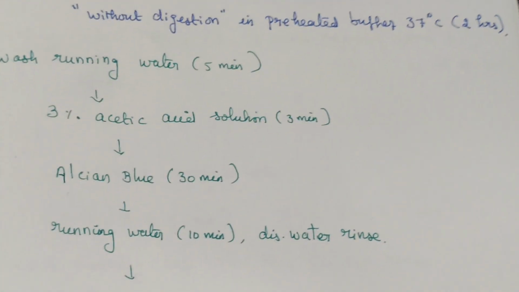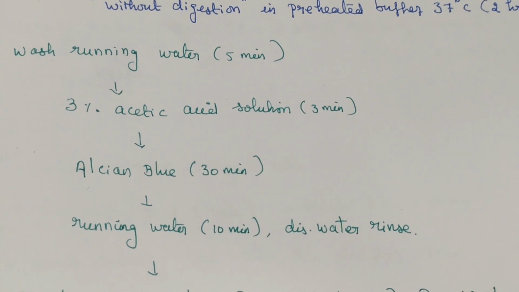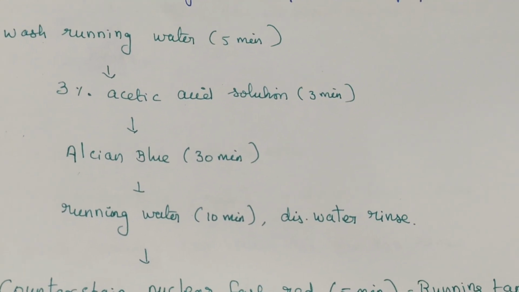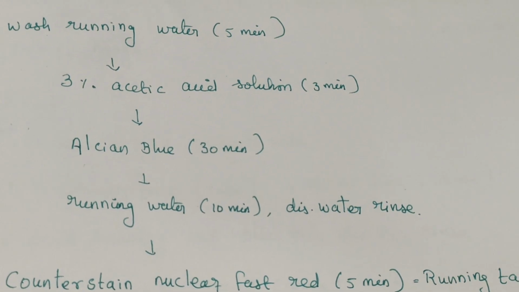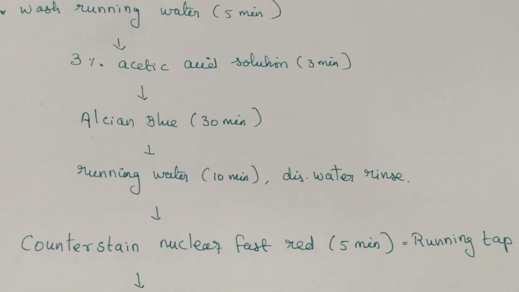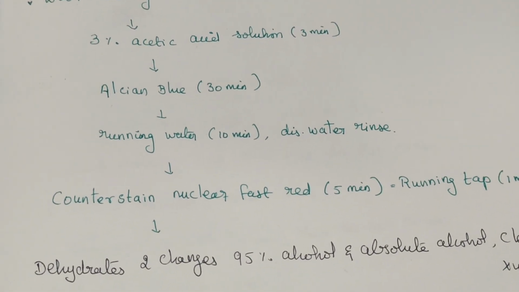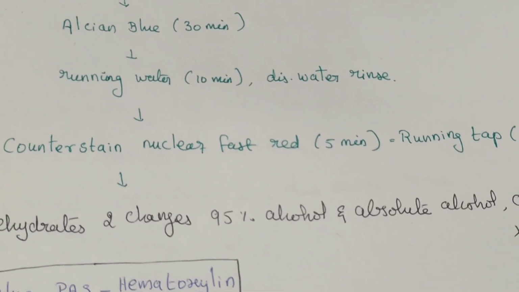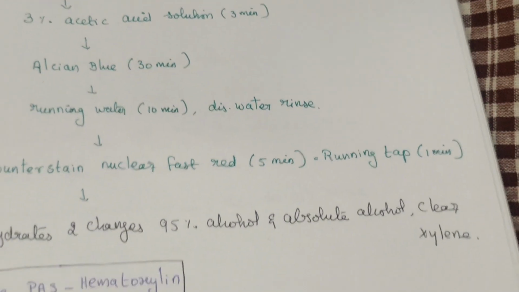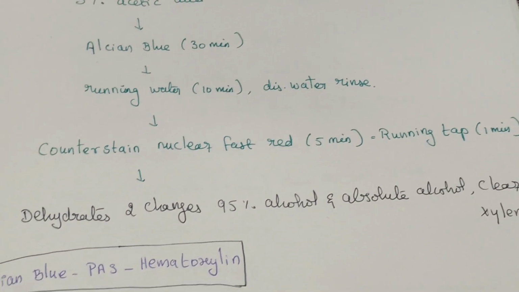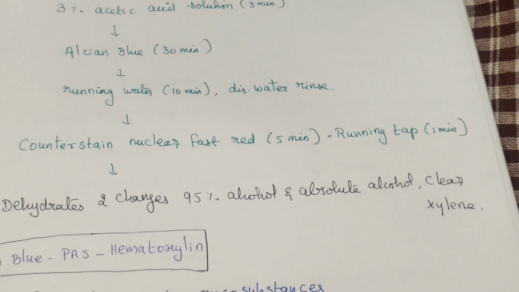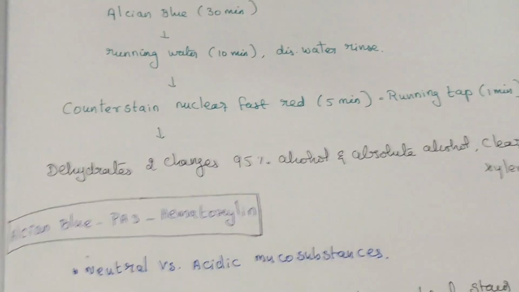After that, wash with running water, then add 3% acetic acid solution for 3 minutes, then Alcian blue for 30 minutes, then running water for 10 minutes. Then rinse with distilled water, counterstain with nuclear fast red for 5 minutes, then wash with water for 1 minute, then dehydrate in 2 changes of 95% alcohol, then clear with xylene.